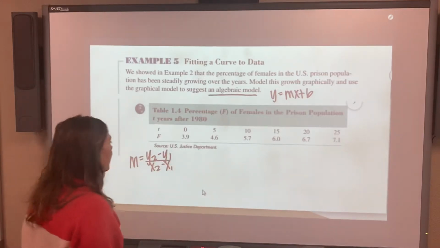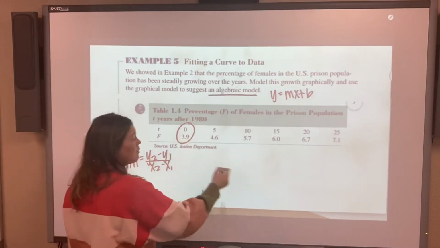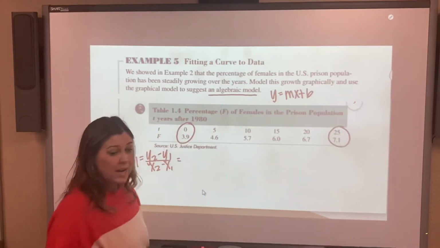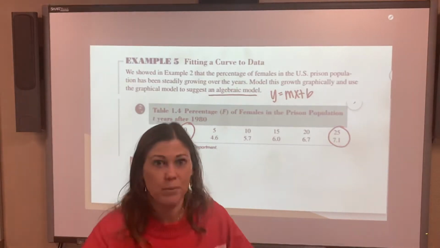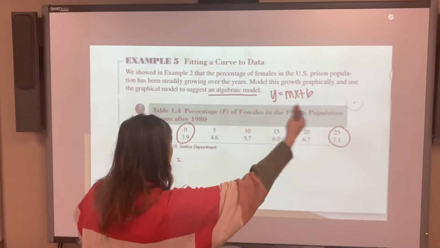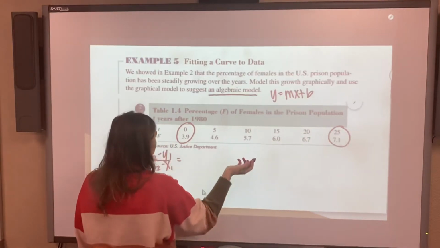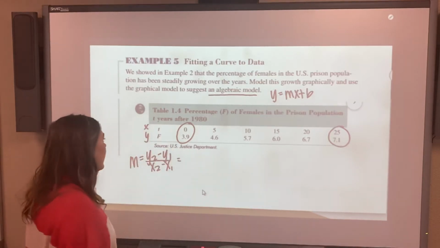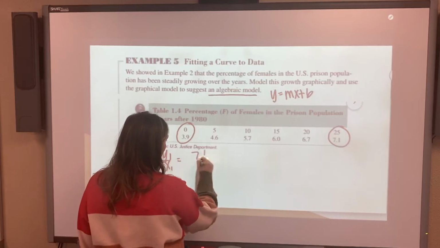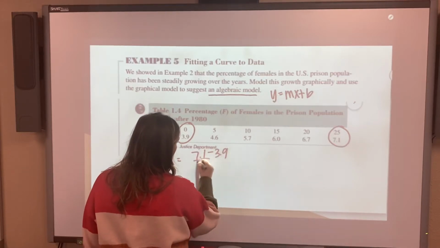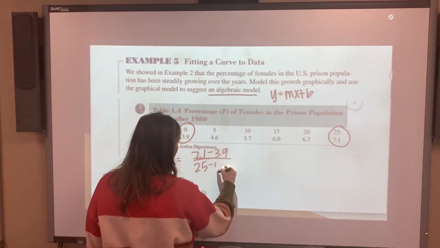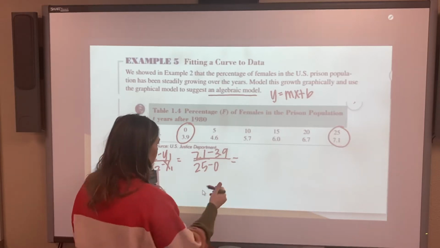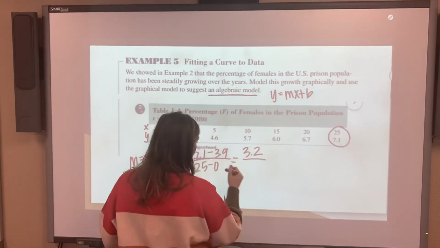It's a prediction. And so because of that, I'm going to take the first and the last points. I like to do that in order to have the biggest range. So the last one we're given and the first one we're given. So y2 over y1. And so our T represents x, and then our females represents the y. And so our change in y's would be 7.1 minus 3.9 over our change in x's, so our years, 25 minus 0. So 7.1 minus 3.9 is 3.2 over 25 minus 0 is 25.